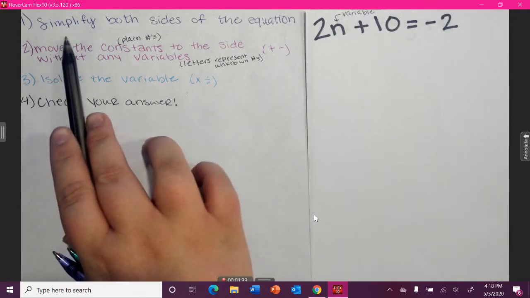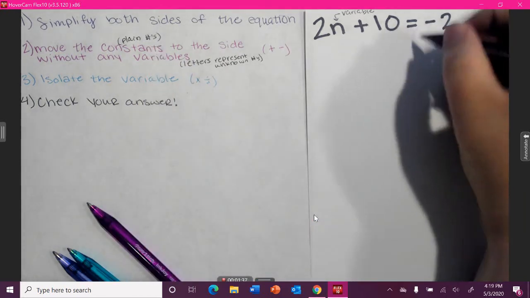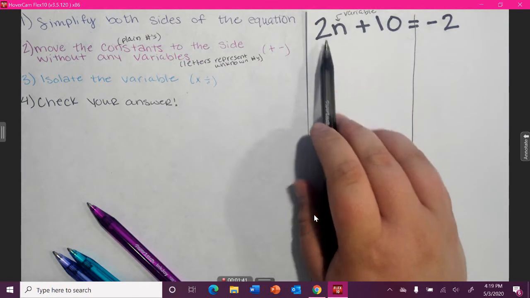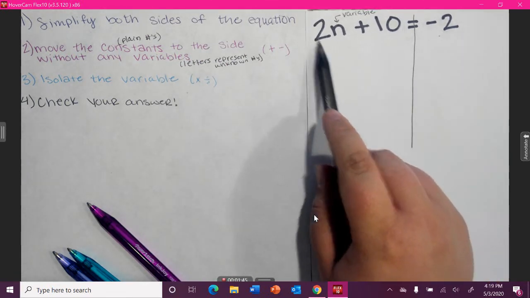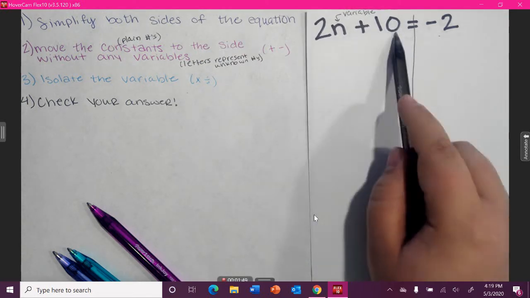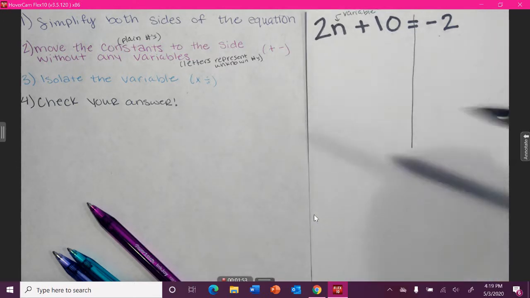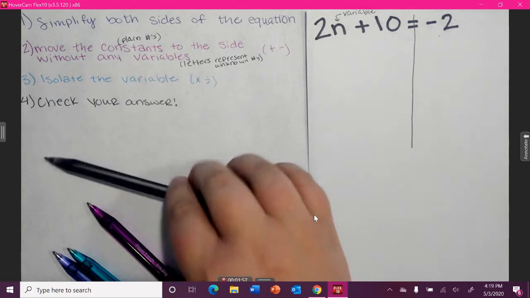The first step is to simplify both sides of the equation. What I mean by sides is if we draw a line down the equal sign, we'll separate our equation into a left side and a right side. On the left side, I have something that has 2n and a plus 10, and those can't be combined. Like Mr. Malmer said last week, those are apples and oranges. On the right side, we just have our -2. So the first step is actually already done.